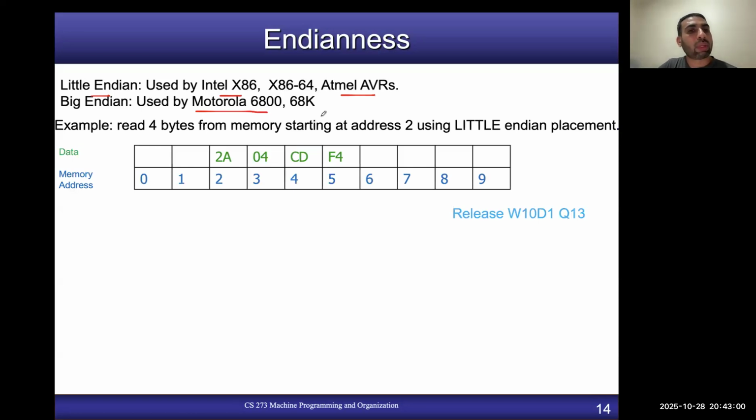So let's have a look at this example now. Let's say you want to read four bytes. This is the condition of the memory. You have memory from address 0 to 9 shown in the figure, and you have data already placed in the memory at addresses 2, 3, 4, and 5. Now your job is to read 4 bytes from memory starting at address 2, using little endian placement. You need to put these 4 bytes in a 16-bit register. What I'm asking you is, what will be the content of the register if you read 4 bytes from the memory starting from address 2?